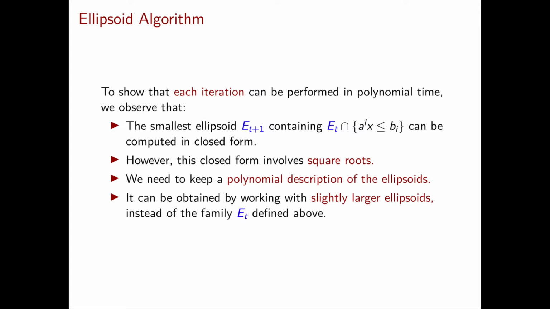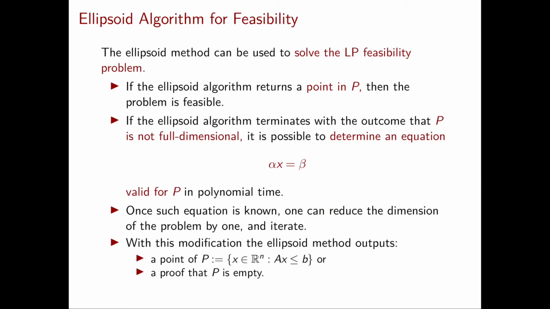I don't want to enter into detail. And if you took the linear programming course with me, you've already seen more details regarding this algorithm. Now, instead, I want to focus on how you can use the ellipsoid algorithm to solve the linear programming feasibility problem. Remember, at this point, the ellipsoid algorithm only tells us that either the polyhedron is non-empty or that it's not full dimensional.